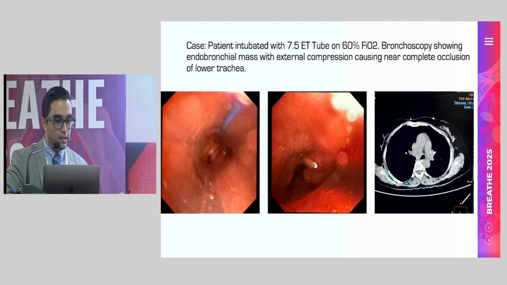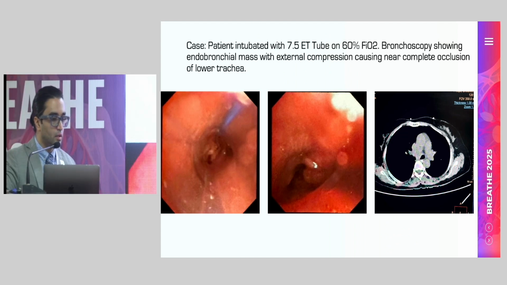I believe this is the last case. So we had a patient who came to us already intubated on a 7.5 endotracheal tube requiring 60% FiO2, and if you can appreciate, this was the bronchoscopy image. So this is the lower part of the trachea, and you can see almost 90% of the trachea is already compromised. So this is Dr. Rajurkar's case.